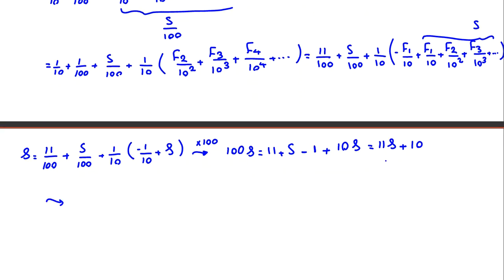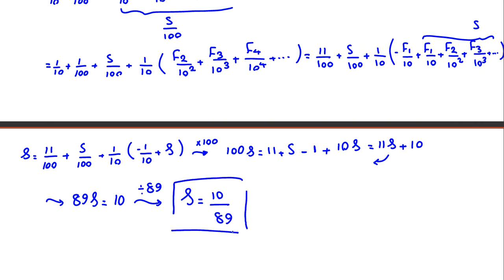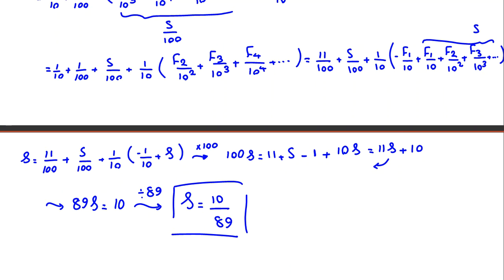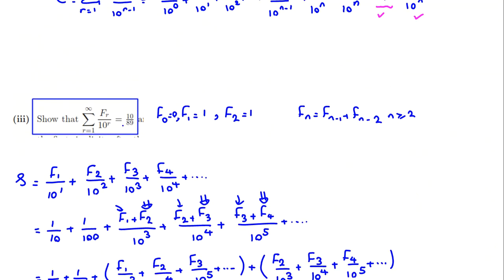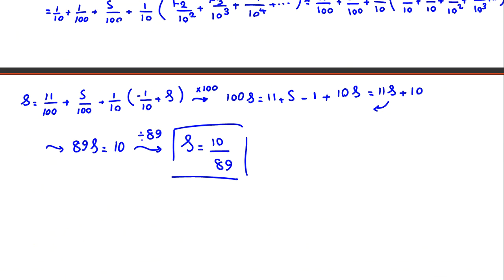Now if we take 11s to the left hand side, 100s minus 11s will be 89s equal to 10. Now if we divide both sides by 89, s equals 10 over 89. So it is our answer, and as you can see, we should prove that it is equal to 10 over 89, and we proved this.